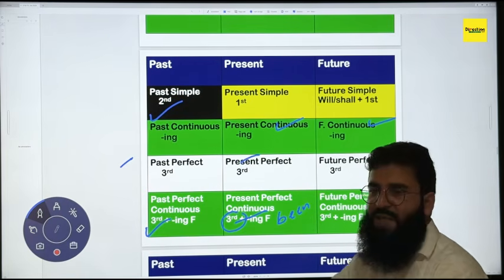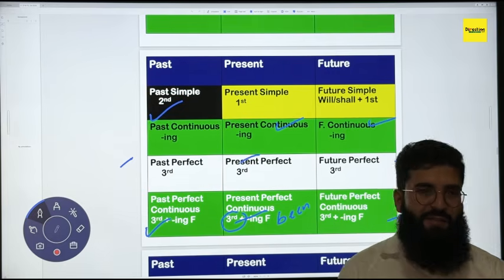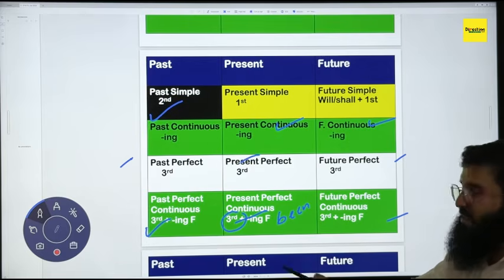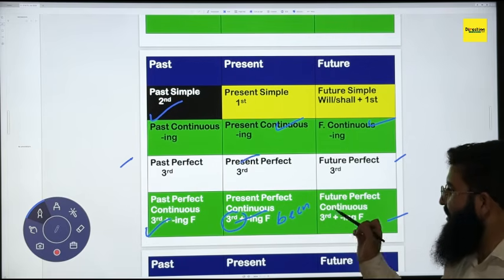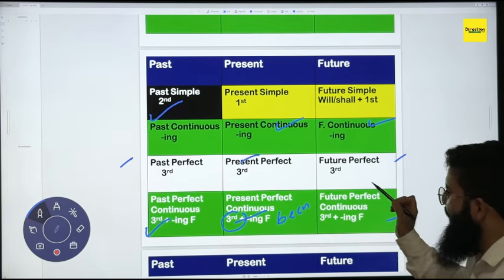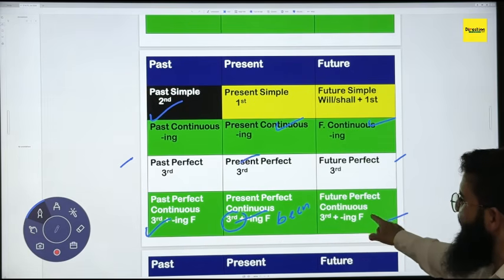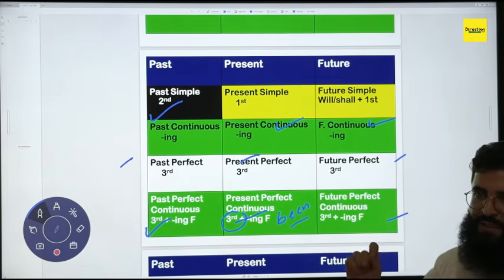But the ing form is any ing form: listening, singing, remembering. But the third form is not random, it's fixed: been. So how will you remember that this tense is perfect continuous tense? Whenever you see the word been.